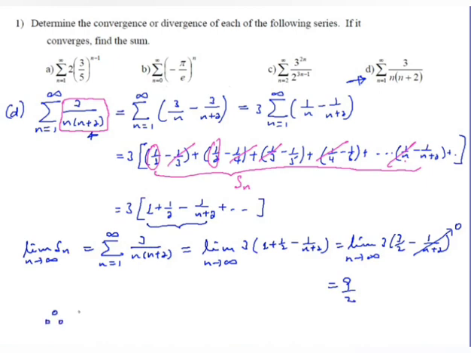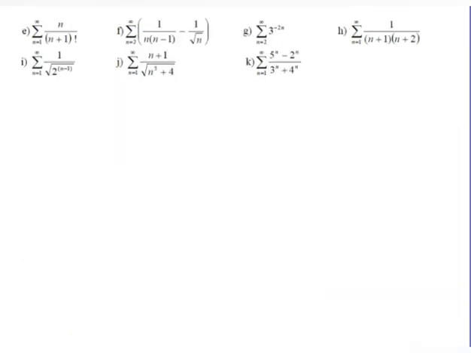So what do we say? Does the series, n starting from 1 up to infinity, of 3 over n times n plus 2 converge? It converges, and the sum is 9 over 2. Okay, now let's see the e part.